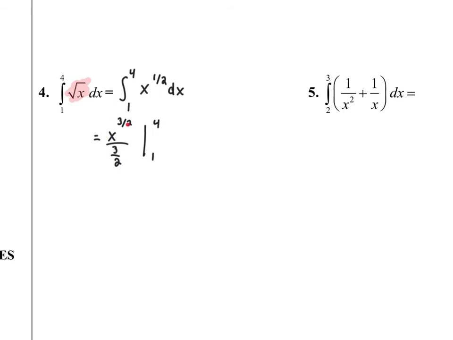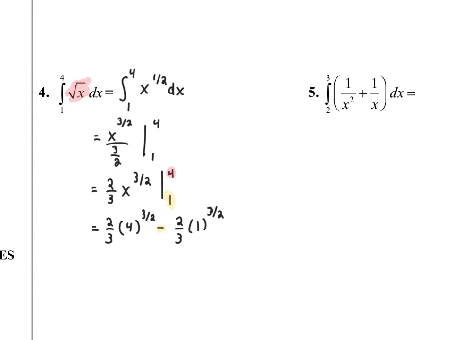I can simplify this a little bit. Dividing by 3/2 is the same as multiplying by 2/3. I'm now ready to do my substitutions, starting with the 4, and then subtracting the 1 being plugged in. This is your unsimplified answer. I'm going to go ahead and simplify a little more.